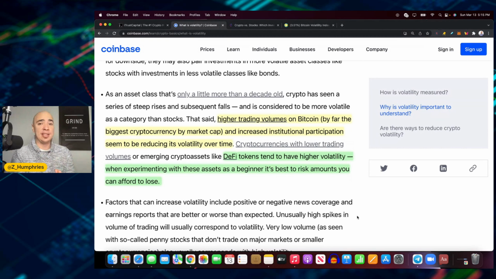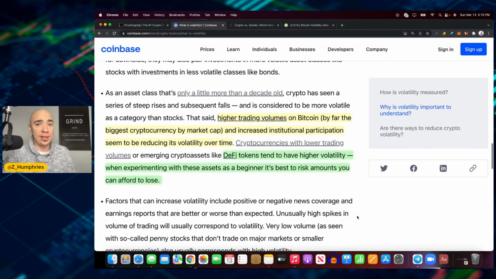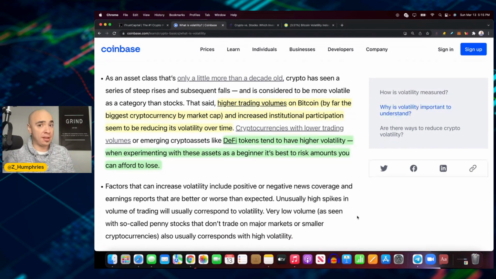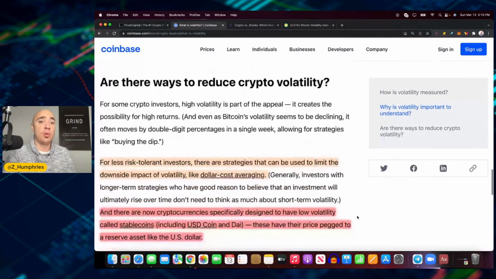But DeFi tokens tend to have way more volatility. When experimenting with these assets as a beginner, please be careful, because there is a lot of risk associated with investing in these types of assets. So as I always say, only invest what you are willing to lose.